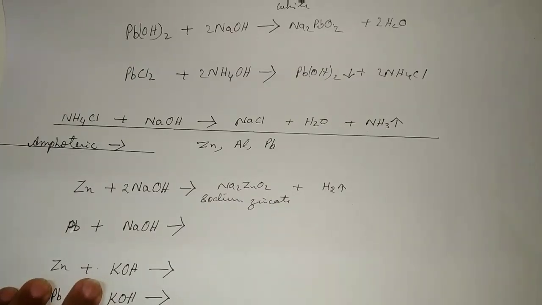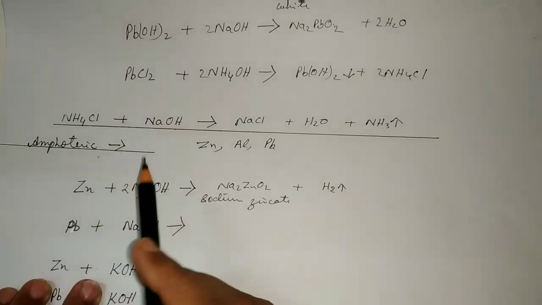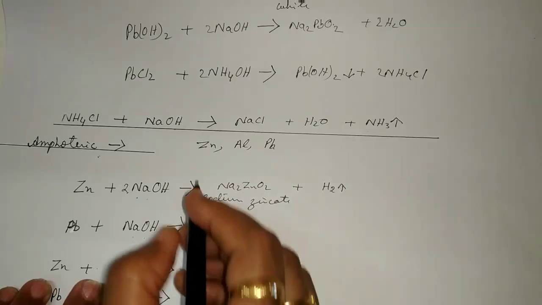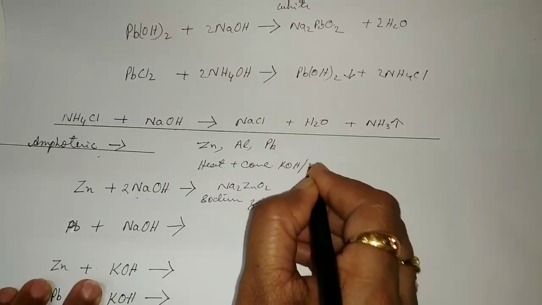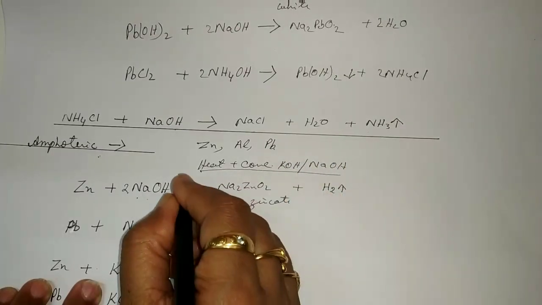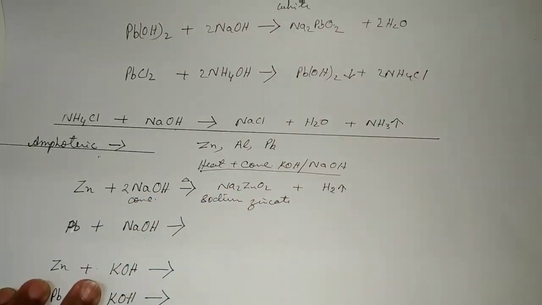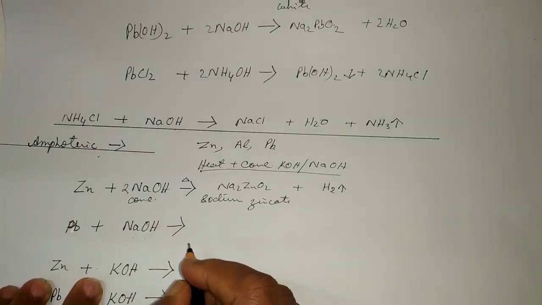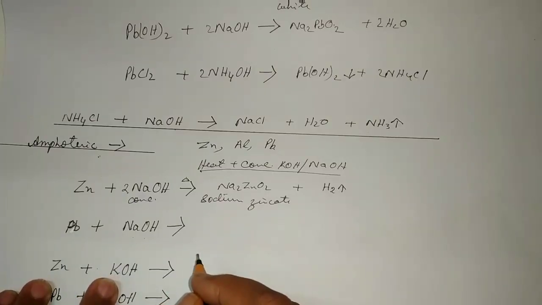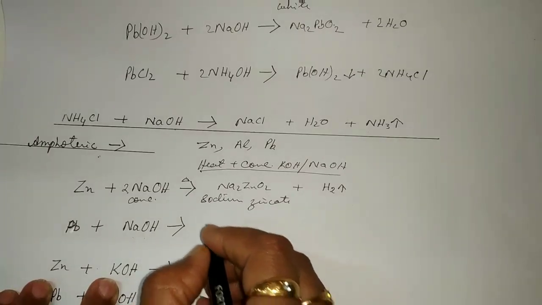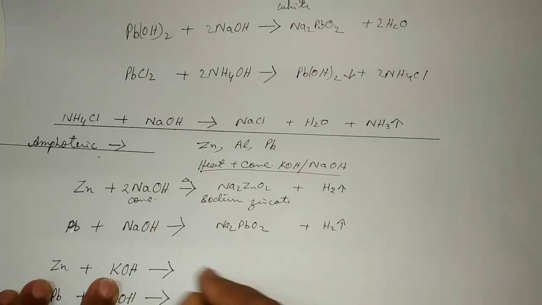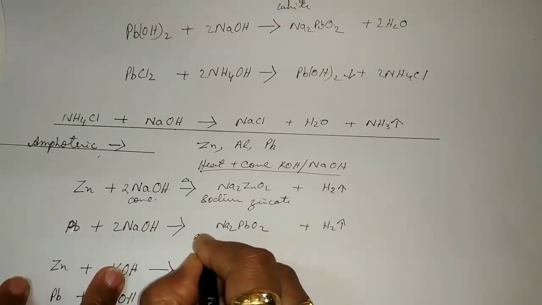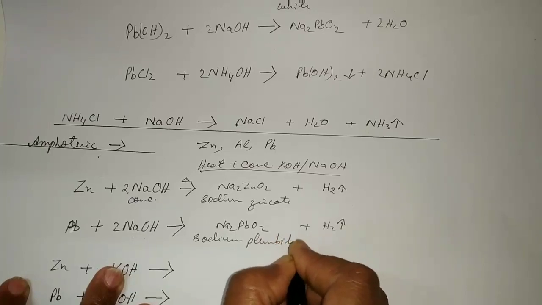Lead with sodium hydroxide. Here, let me remind you one thing, it should be hot and concentrated. So the alkali, amphoteric reacting with the alkali will be hot and concentrated. So every time we need heat plus conc. KOH or NaOH. So it will be heat and conc. for all the equations. So we go by the product: lead with sodium hydroxide is giving you sodium plumbite, plus hydrogen gas. Let me balance it. So it is sodium plumbite.